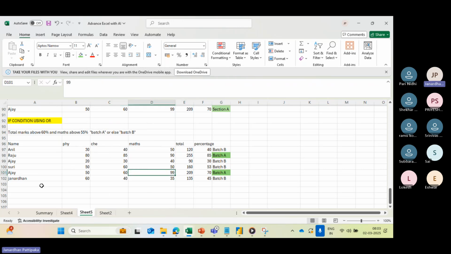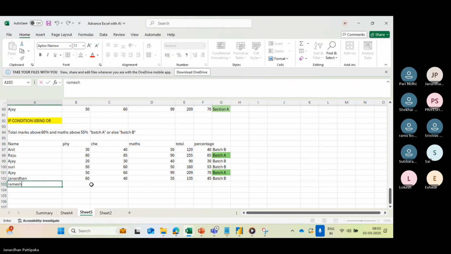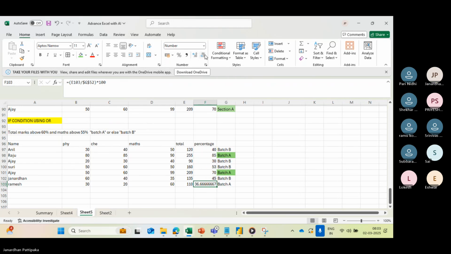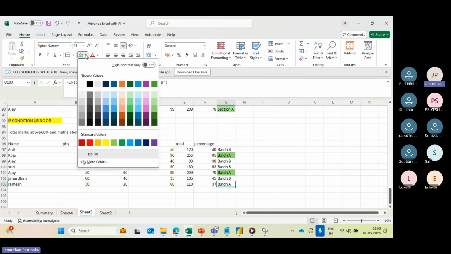So I will enter another record like Ramesh. He is getting 30, is getting 20 marks only, but maths is getting 60 marks, but he is getting the batch. His percentage is also very less. Now with this example, you can understand the importance of batch. So this person has also entered into batch.